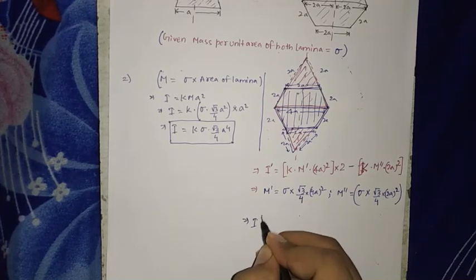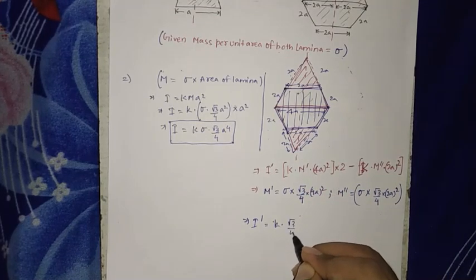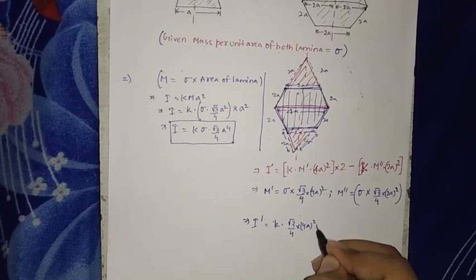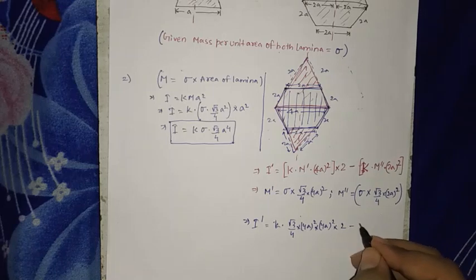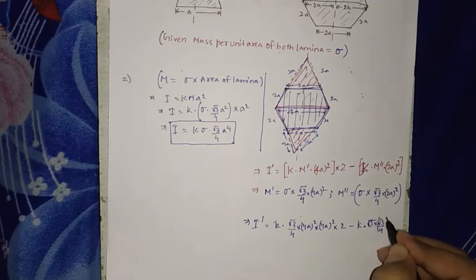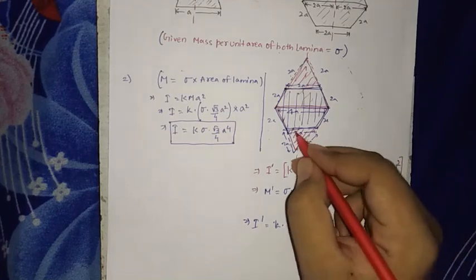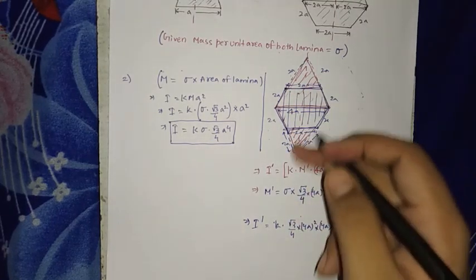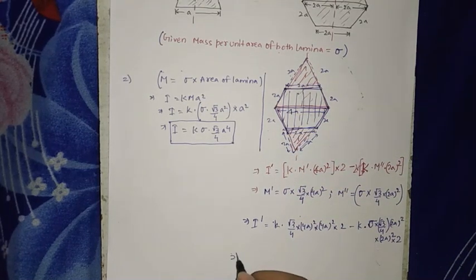So now I prime is equal to k into m dash, which is root 3 by 4 into 4a square, into 4a square, into 2 times, minus k, again m double dash, which is sigma into root 3 by 4 2a square, into 2a square, and this is also 2 times, as we have both upward and downwards 2 triangles, we have to eliminate 2 regions that we have added, so into 2. And now we will solve this equation.